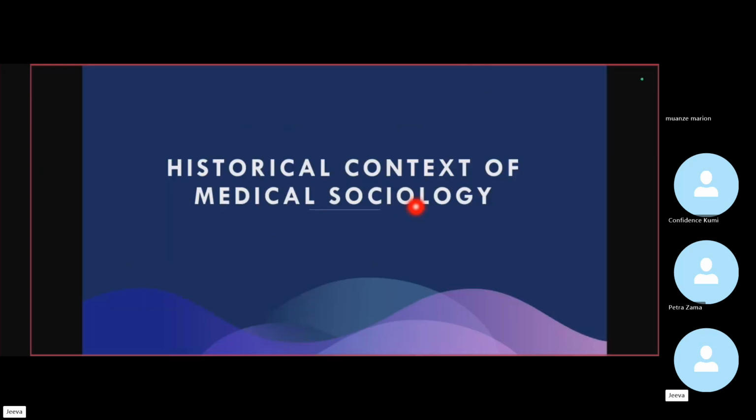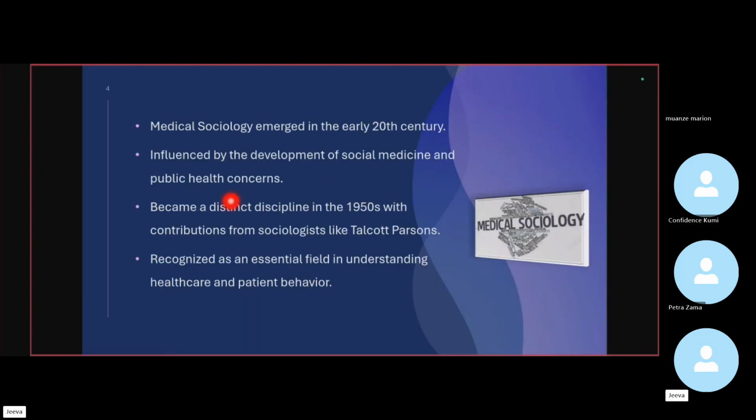Now we'll see how medical sociology has evolved. What is the history of medical sociology? Medical sociology emerged in the early 20th century. It was influenced by the development of social medicine and public health concerns. Later it became a distinct discipline in the 1950s with the contribution of sociologists like Talcott Parsons, and it was recognized as an essential field in understanding healthcare and patient behavior.